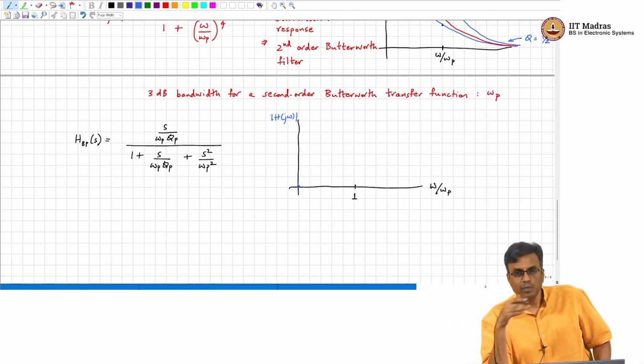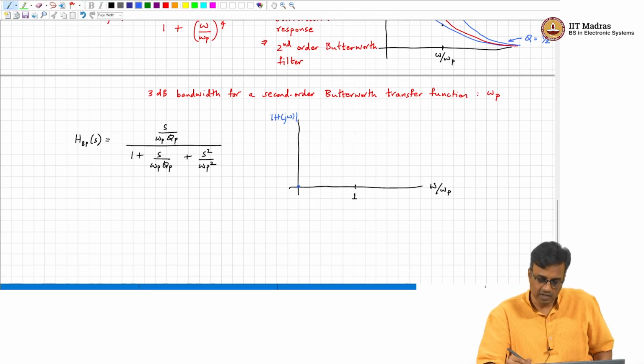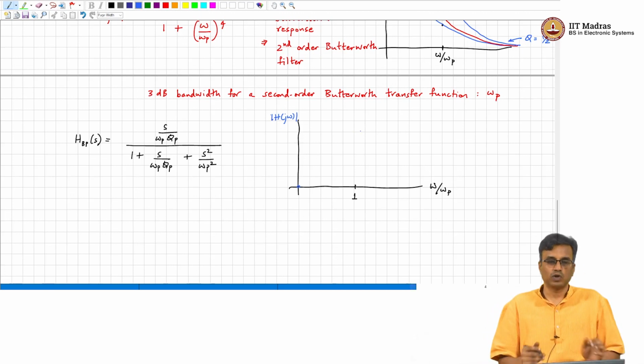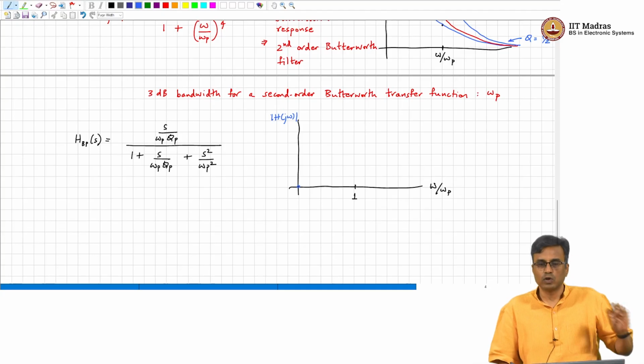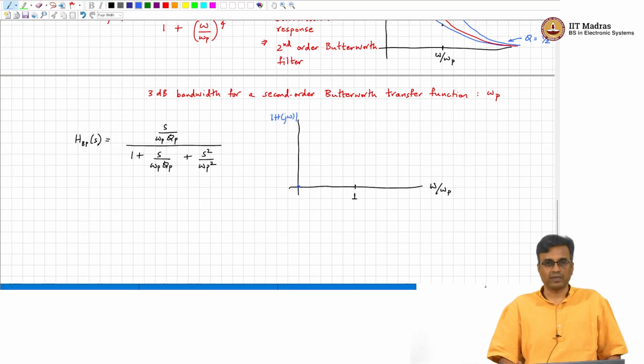Somewhere in the middle, in general we should expect it to have some response which is non-zero at mid frequency, 0 at low frequency at DC, and 0 at high frequency. So this is a band pass response.